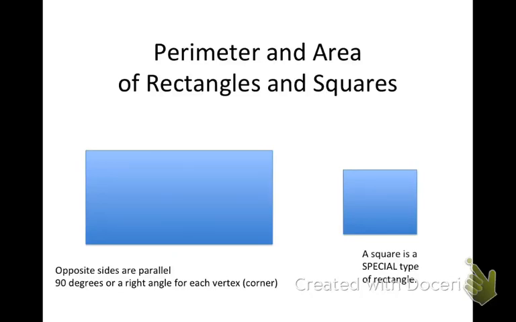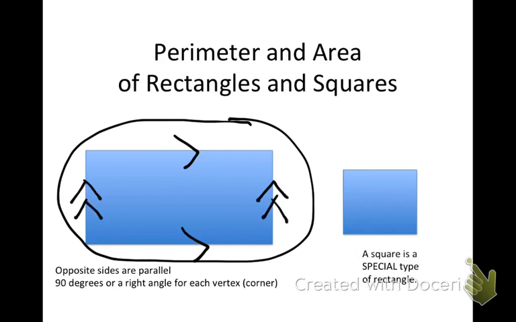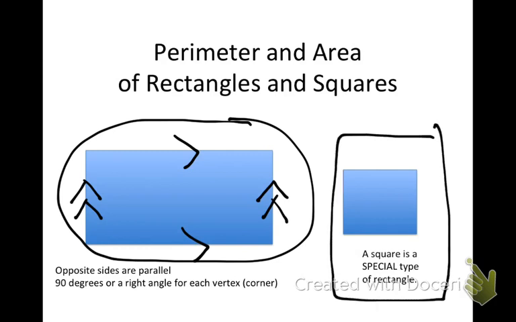So let's look at the perimeter and area of rectangles and squares. Here we have a rectangle. Notice that the opposite sides are parallel and that each vertex or corner is at 90 degrees. Now a square is a special type of rectangle. All of the four sides are equal.